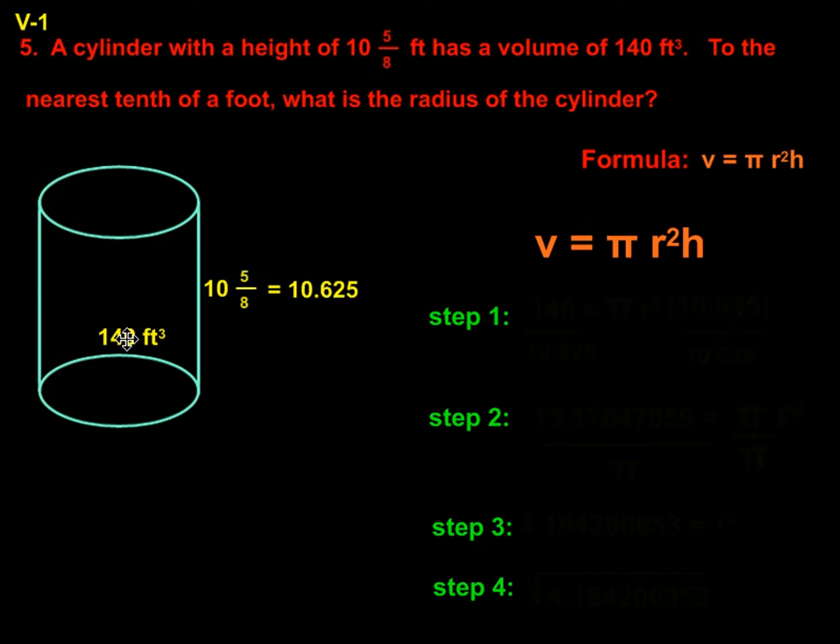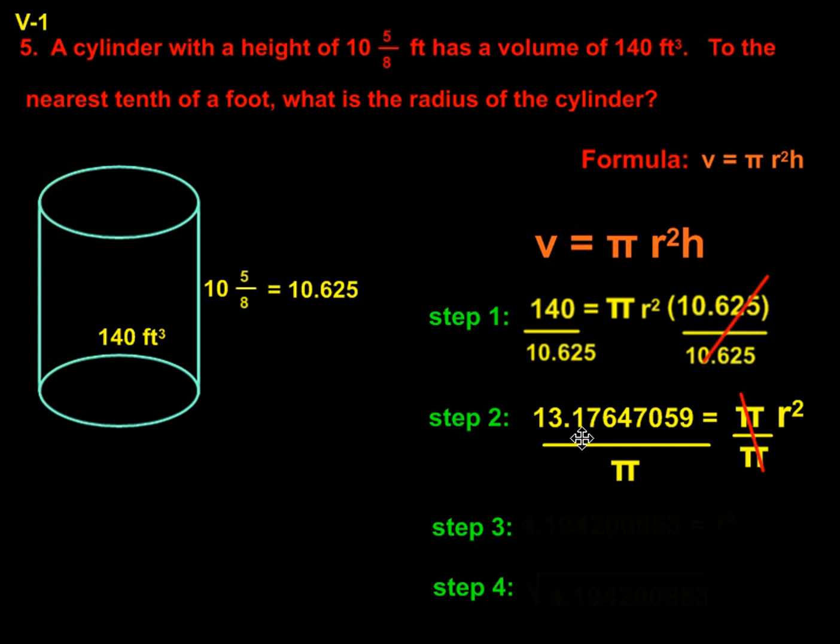Knowing now that we have the volume and we have the height, we can plug that information into this formula, and it's going to look something like this. We have 140 equals pi r squared times 10.625. If we divide out 10.625 on both sides, we're going to wind up with 13.17647059 equals pi r squared. We can then divide by pi on both sides, and if you still have this number in your calculator, hit divide and the pi symbol.